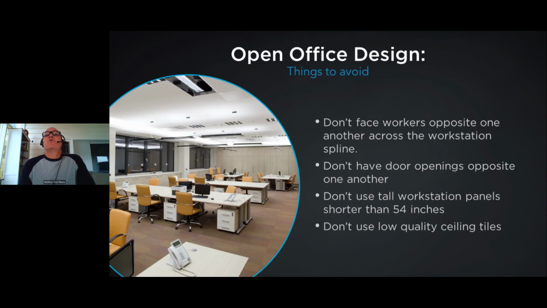Now, here are some things to avoid. Don't face workers opposite one another across the workstation spline, as we saw previously. Don't have door openings opposite one another. Don't use tall workstation panels shorter than 54 inches. And don't use low-quality ceiling tiles.